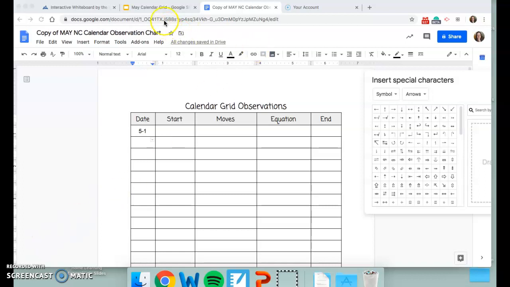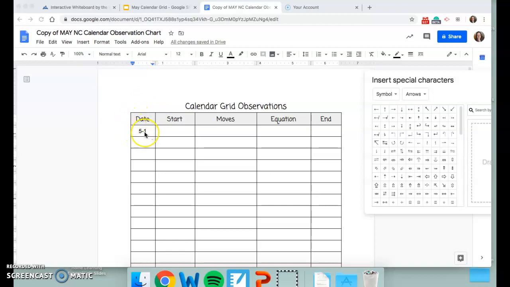Let's start by looking at our brand new calendar grid observation chart. The first column of this chart is going to help us keep track of where Joey hops on the 1000 grid and the moves he makes to get from one number to the next. So let's look at the first column. The first column is for our date.